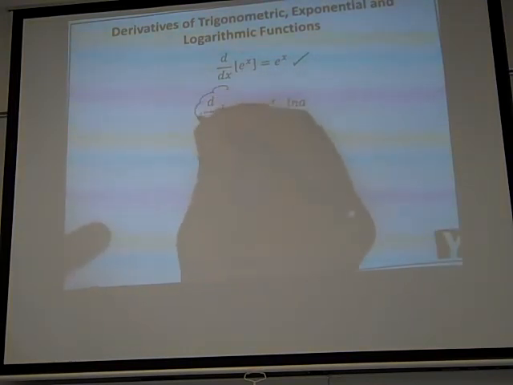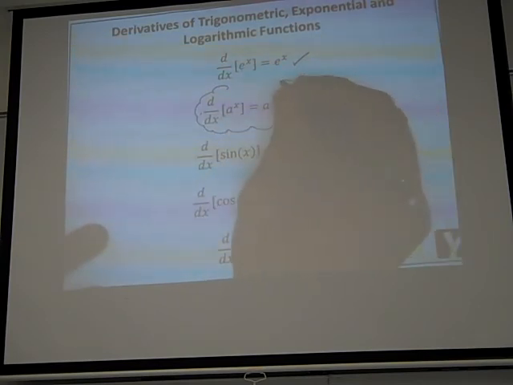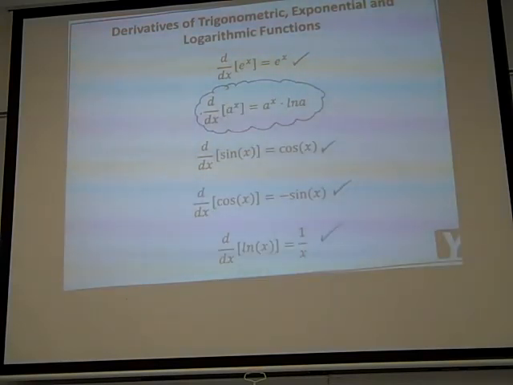This one that I kept skipping over, it's not one that we've talked about much this year in calculus class, but in years past I have, in years future I might. And what this says is that the derivative of a to the x, where a is a constant, is going to be a to the x times the natural log of a.